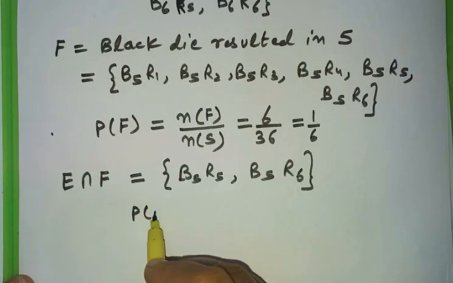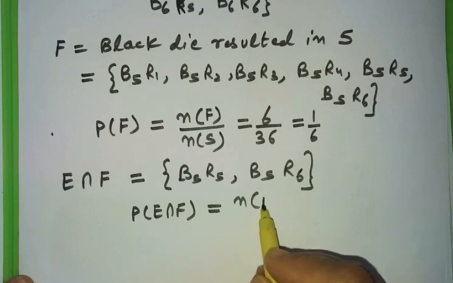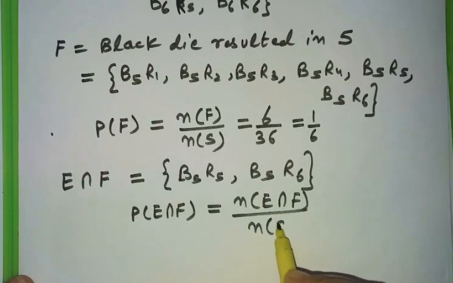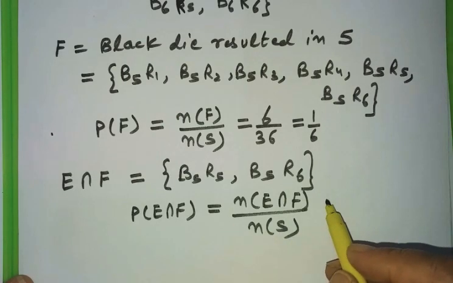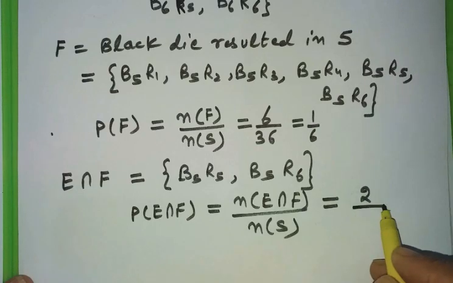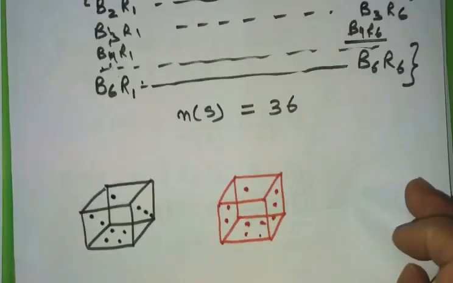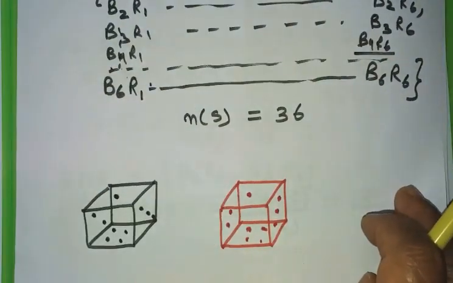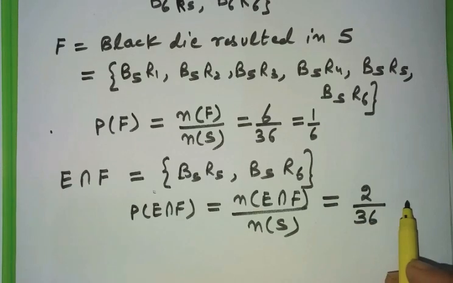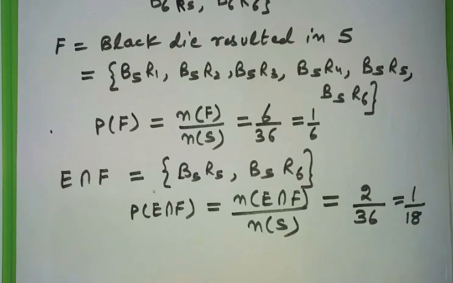So probability of E intersection F will be equal to the number of elements in the set E intersection F divided by the number of elements in the sample space. You can count, 1, 2 elements are there in the set E intersection F, and again the number of elements of the sample space was 36. So it comes out to be 1 upon 18.